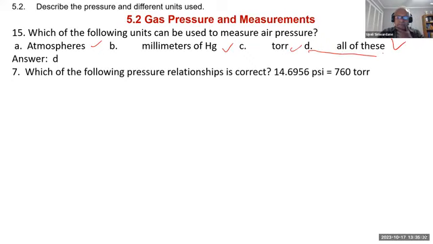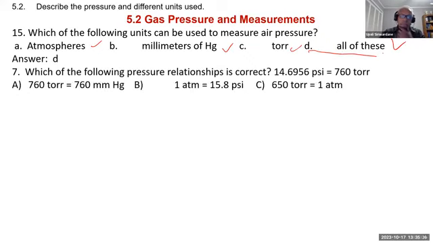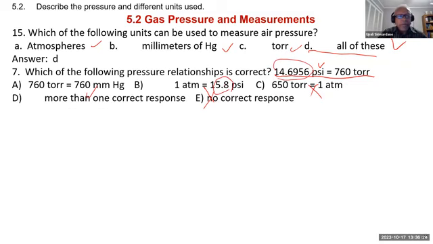Which of the following pressure relationships is correct? This is for psi. I didn't show you what psi is. Pounds per square inch is another unit, that is equal to 762. Which of the following relationships is incorrect? This is correct. This is not correct. 1 atmosphere should be 14.7. It's 15 here. Therefore, it's incorrect. Correct answer is A.